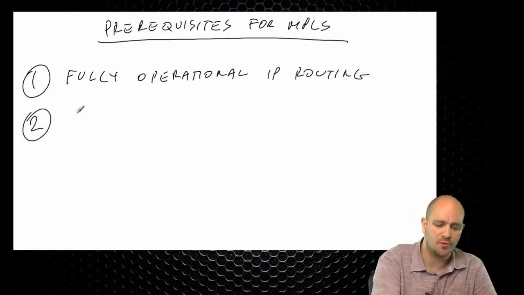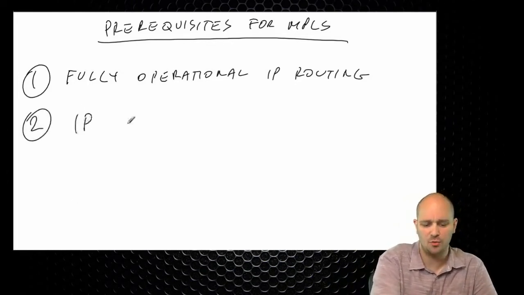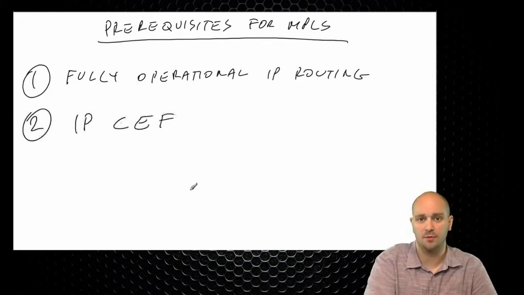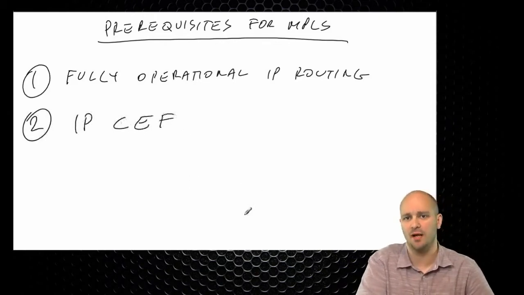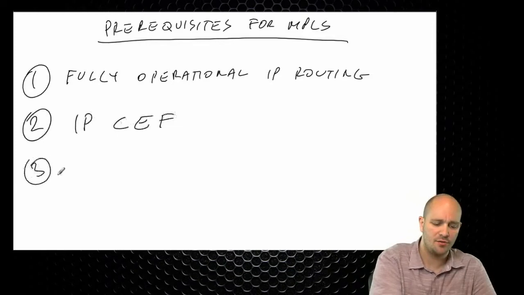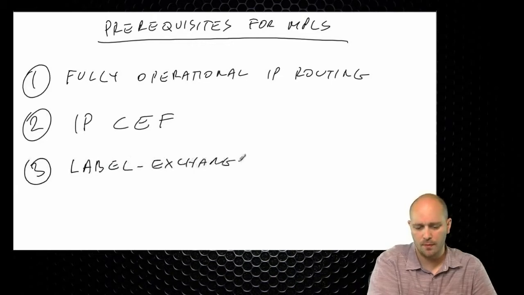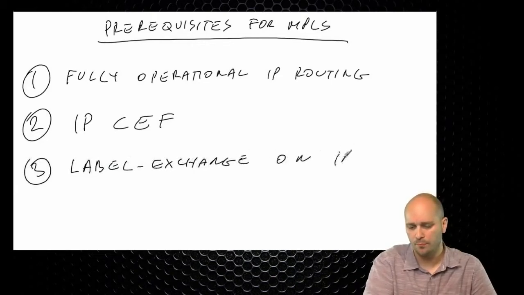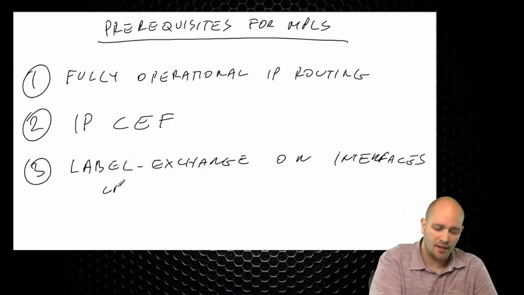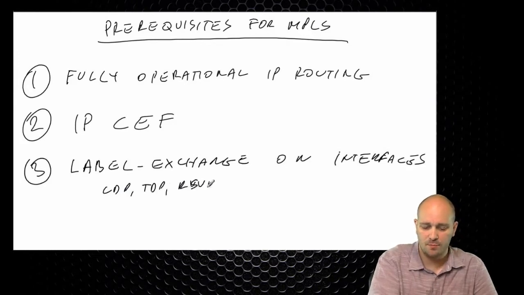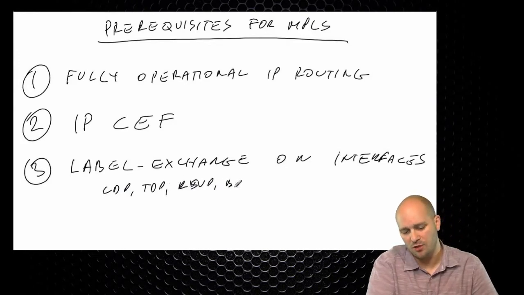Number two prerequisite on IP routers is that you have IPsef enabled. If IPsef is not enabled, your MPLS will not work. And the third prerequisite is to configure some sort of label exchange on interfaces. Here, this could be LDP, this could be TDP, and as I mentioned before, you could have RSVP, you could have BGP enabled, or you could be using static.